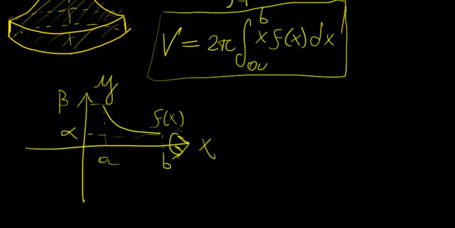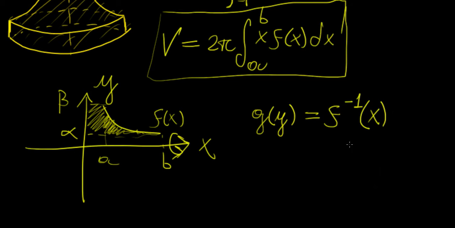And of course, if we want to rotate it about that, to find the area underneath this curve, this is going to be actually the area underneath the curve g of y. So g of y is essentially the same as f inverse of x. So this is the inverse function of x. We're just going to invert that function, and now we're going to rotate it about the x-axis.